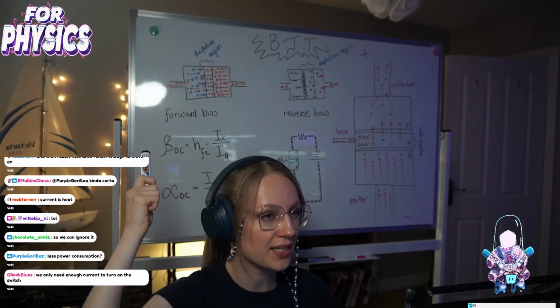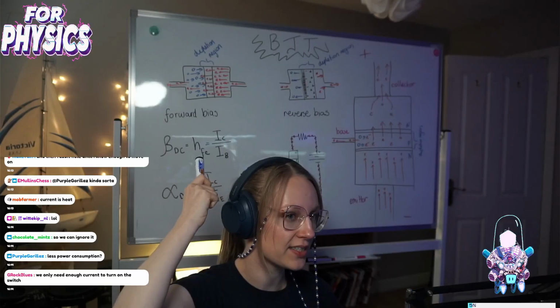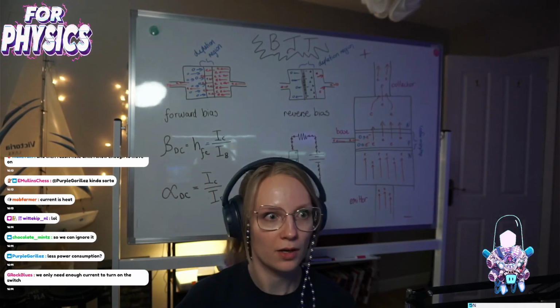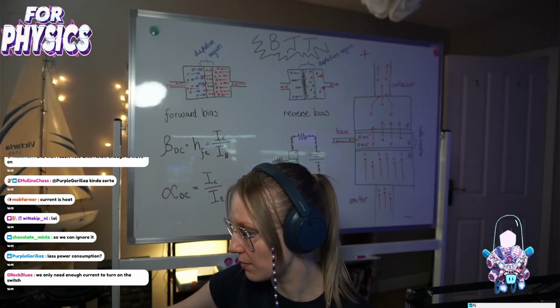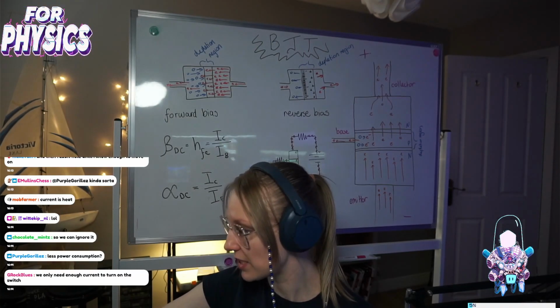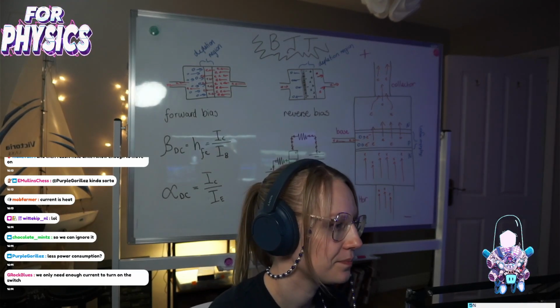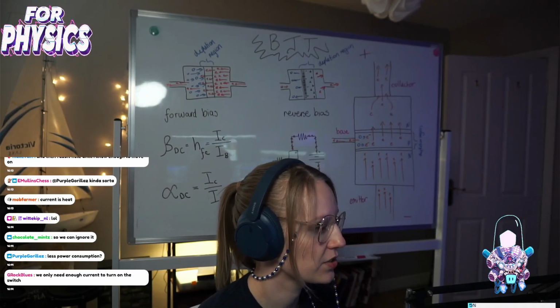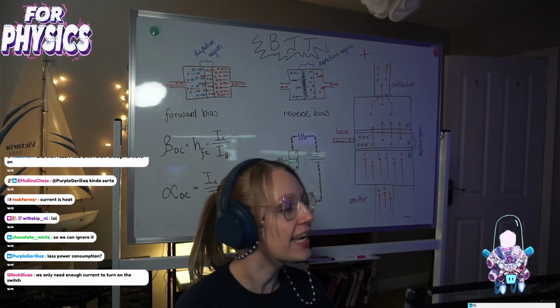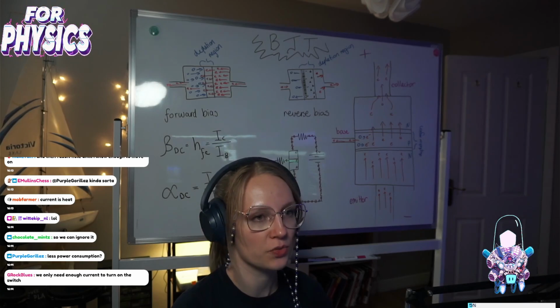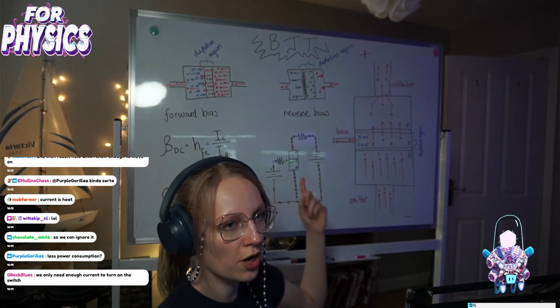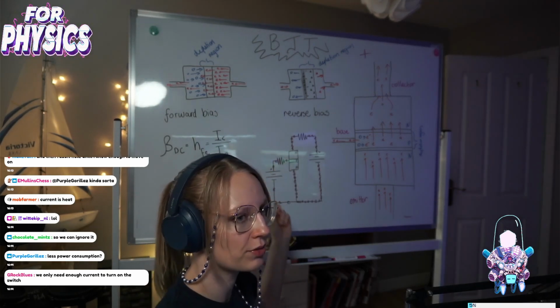So if you ever see a beta DC value, or if you see this HFE, which is the, I always forget it, sorry. Let me look at my laptop. Where do I have it? Equivalent hybrid parameter. That is what it is referring to. Exactly. We only need enough current to turn on the switch. That's all we needed. We needed to overcome the voltage first, and that's all we really needed.